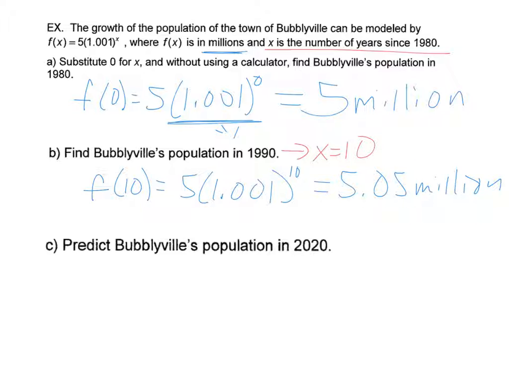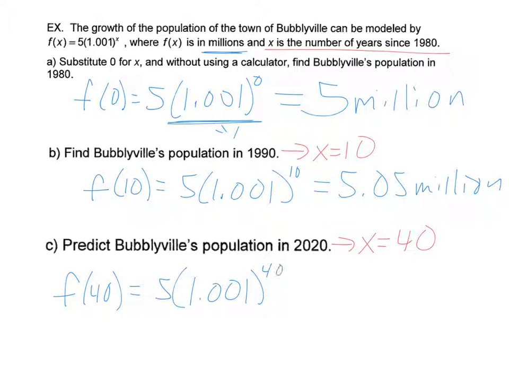Predict Bubbleyville's population in 2020. So again, x is the number of years since 1980. If we're at 2020, that's 40 years. So we plug a 40 in for x. 5 times 1.001^40 comes out to be 5.2, and that's million. Now that prediction would only hold if the population continued to grow at the same rate as it had been in the past.